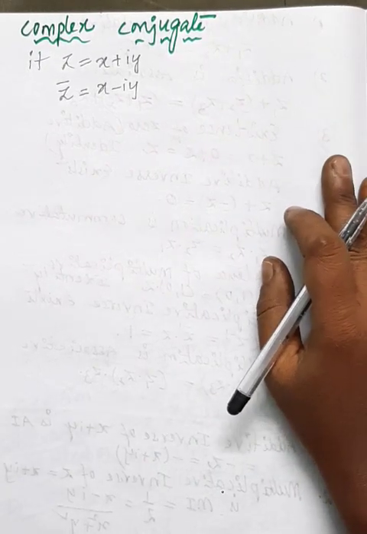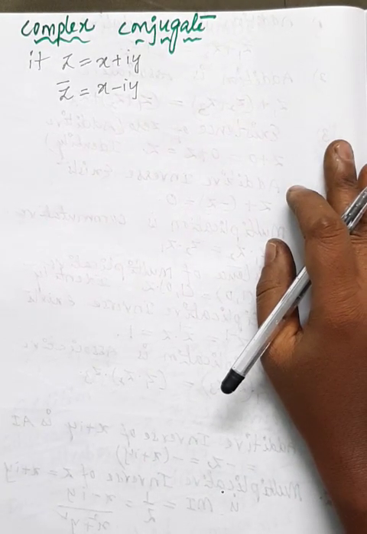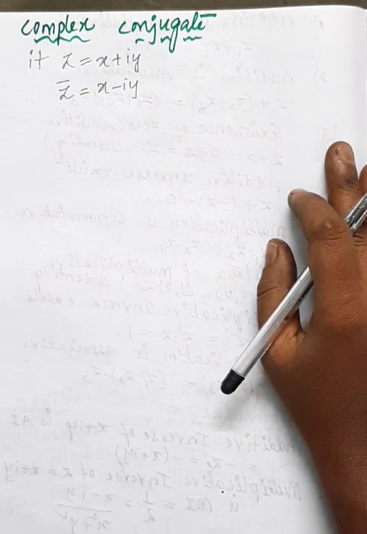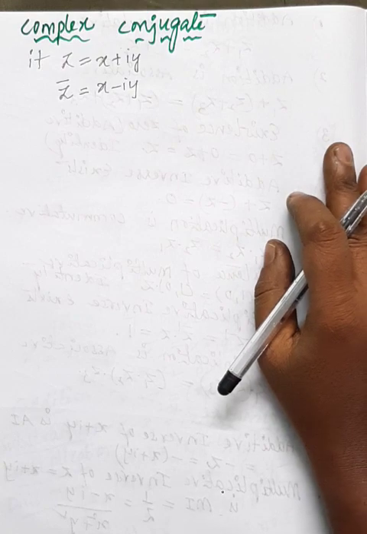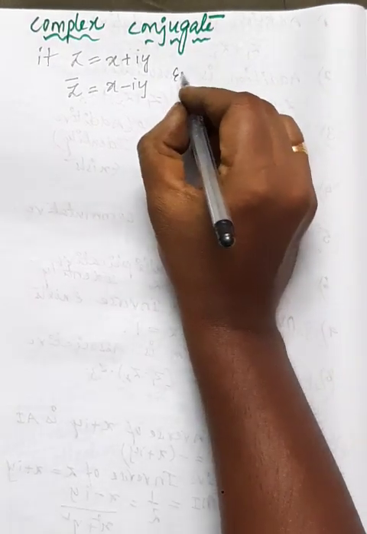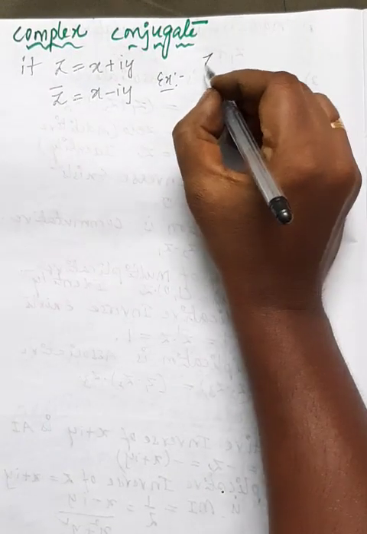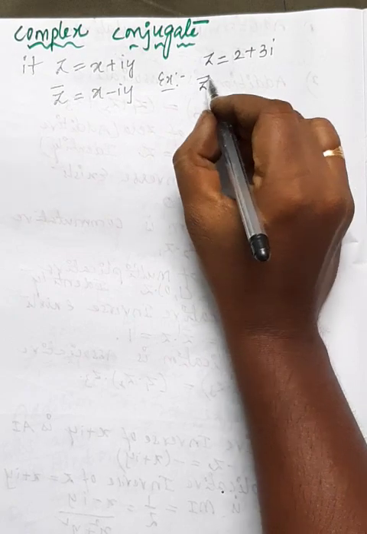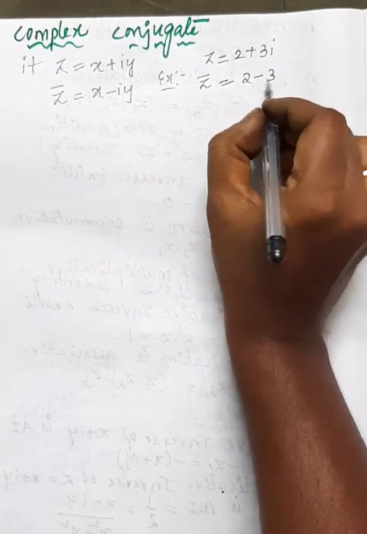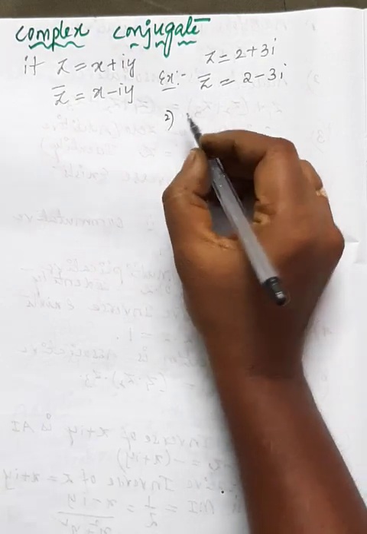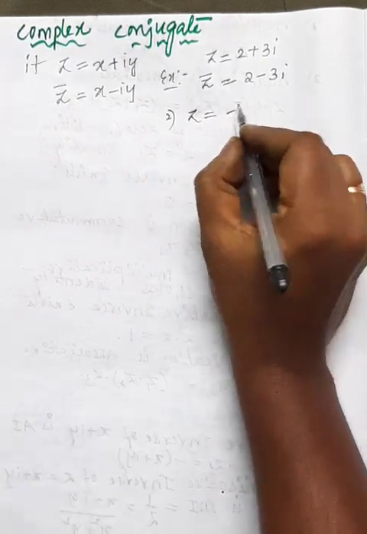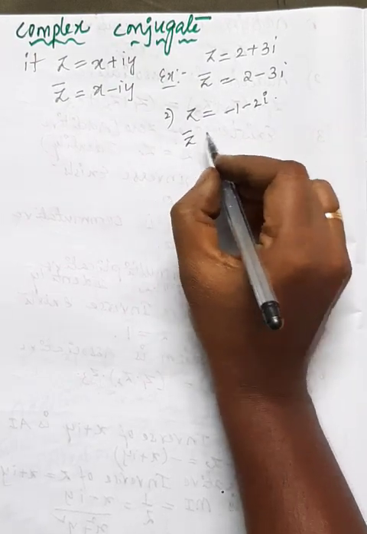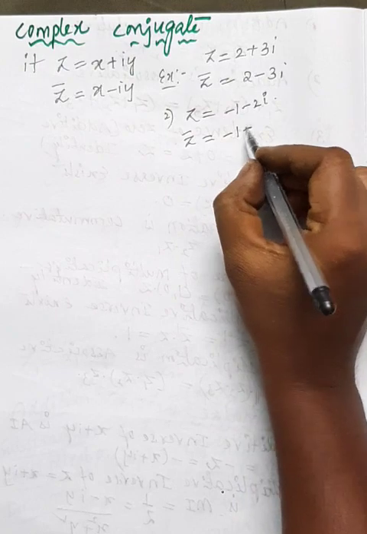Therefore, z and z bar are said to be conjugate to each other. So the conjugate is denoted by the letter z bar. For example, z equal to 2 plus 3i. Then its complex conjugate is z bar equal to 2 minus 3i. So second example, let us see. Let z equal to minus 1 minus 2i. So its conjugate z bar equal to minus 1 plus 2i.